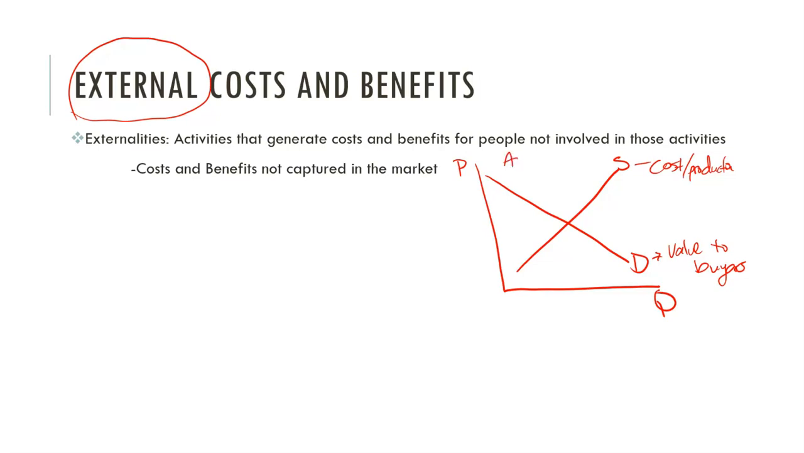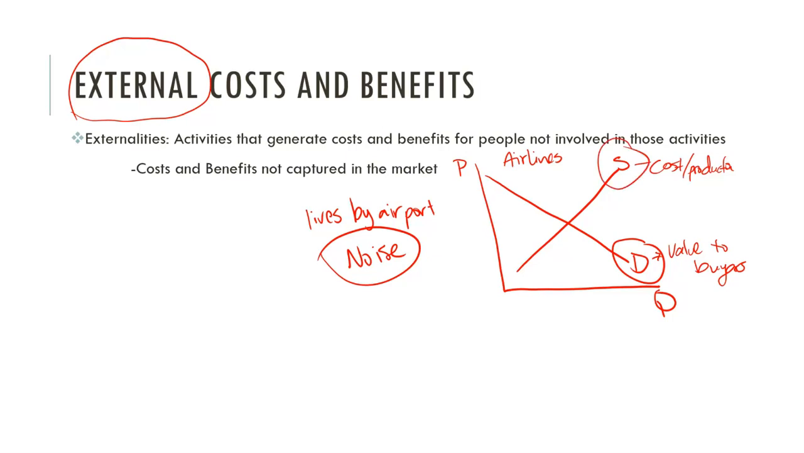So let's say we're looking at flights, airlines. If you have someone who lives by the airport, they are going to have a lot of noise pollution. They're going to have to hear all the planes flying overhead. It's going to be loud. They may have to spend extra money to try to hear less sound. But the idea is that this is an external cost because it's not just impacting the people who are on the planes, and it's not just impacting the people who are selling the tickets. It's impacting people who live nearby.